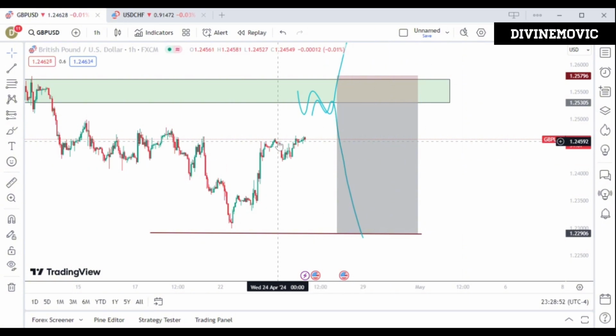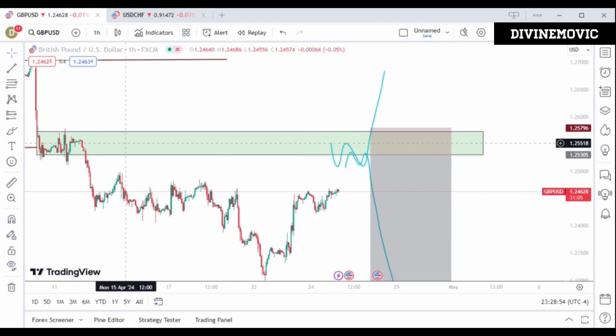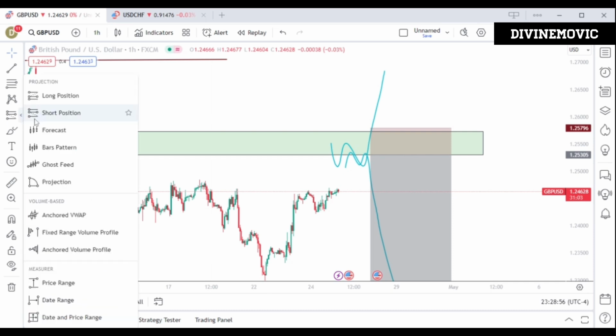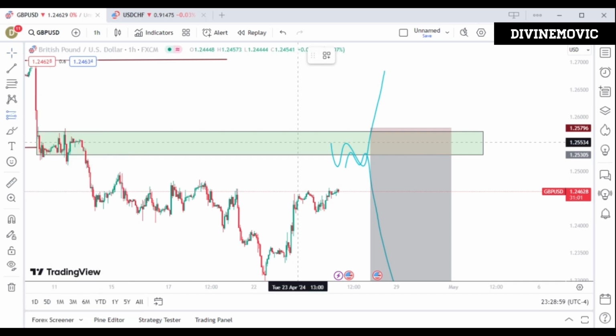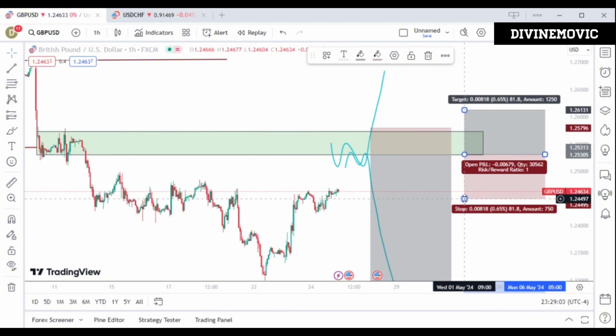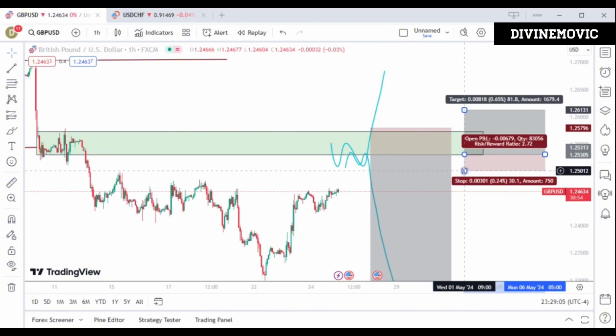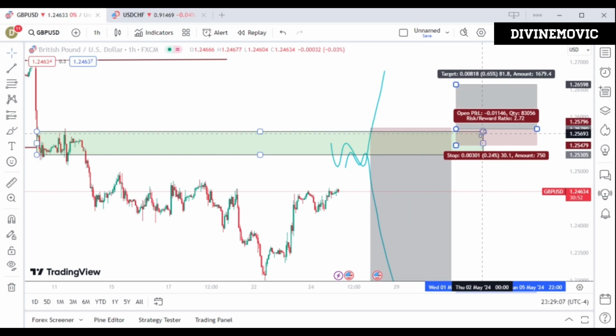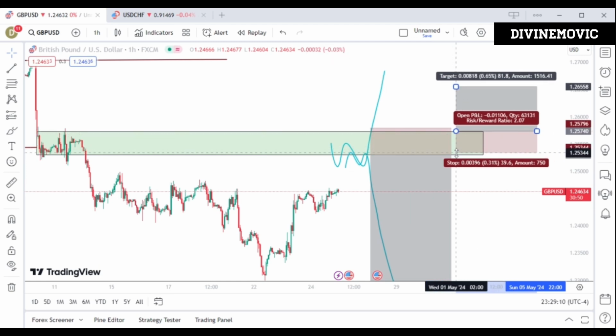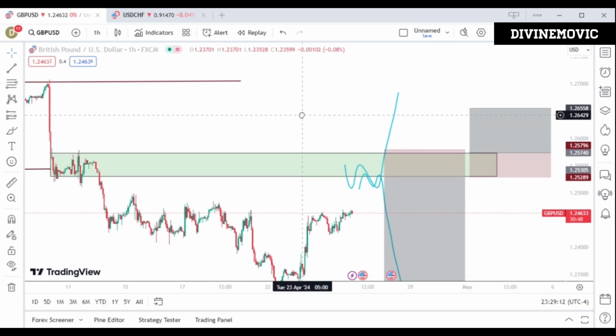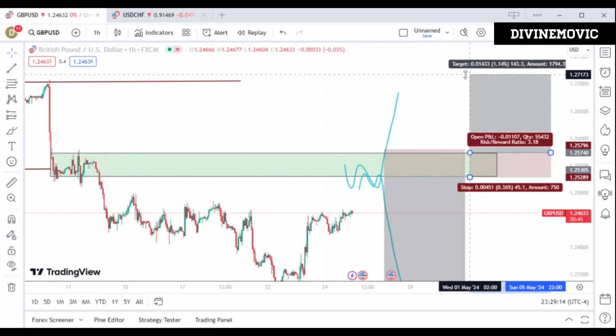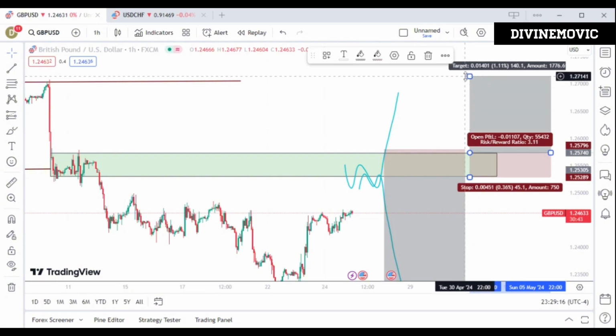Or if price gives us a double pattern, what you want to do is simply go to the toolbox and bring our long position, by simply doing this, putting our entry here, our stop loss here, and targeting this swing high here, which is a 1 is to 3 risk to reward. So whichever way it is, you're not predicting where price is going to go, because you don't know where price is going to go.